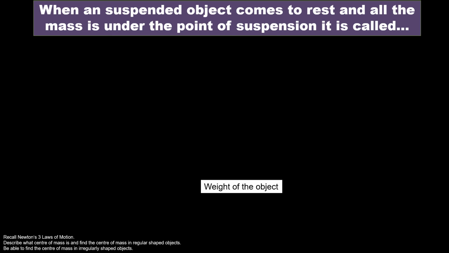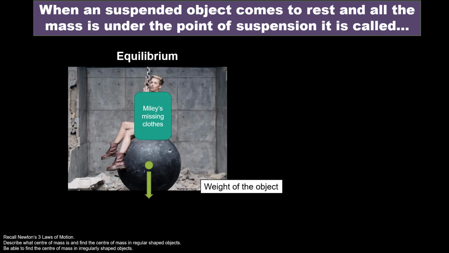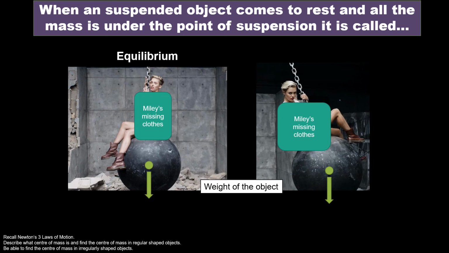When a suspended object comes to rest and all the mass is under the point of suspension, it is called equilibrium. So we have Miley's missing clothes, covered up there. We've got the equilibrium here because she is sat on there and there is nothing happening. She's a suspended object and she's come to rest, so all the mass is under the point of suspension. And then the non-equilibrium is this one.